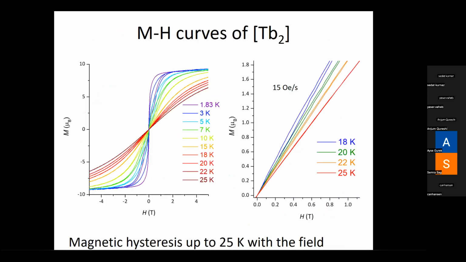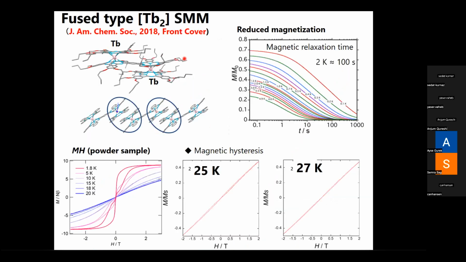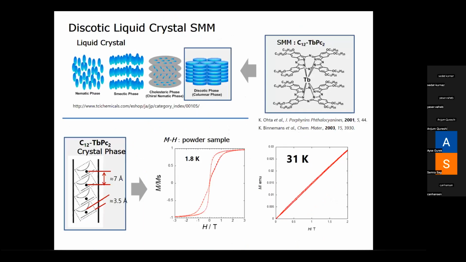So the double-decker is bridged by benzene, making the dimer. This shows a hysteresis temperature around 25 Kelvin, because the starting material is less than 4 Kelvin, but the dimer is 25 Kelvin. And for another fused type, the hysteresis temperature increased to 27 Kelvin. And finally, the liquid crystal, 31 Kelvin. So by using the exchange bias, the hysteresis temperature increased. But now the highest temperature is 80 Kelvin, liquid nitrogen temperature. We must realize room temperature.